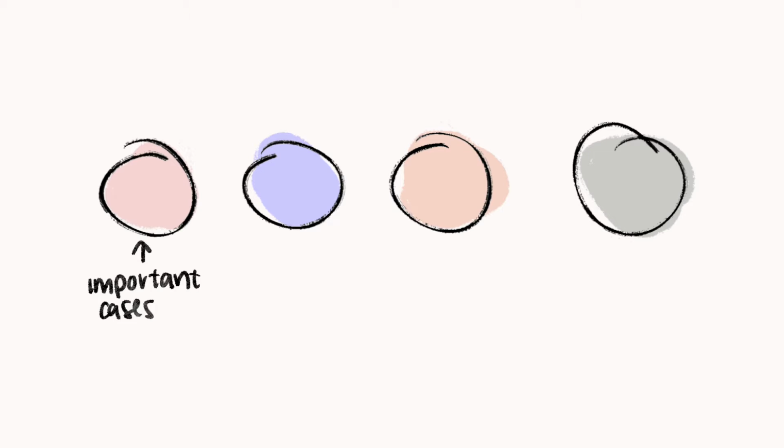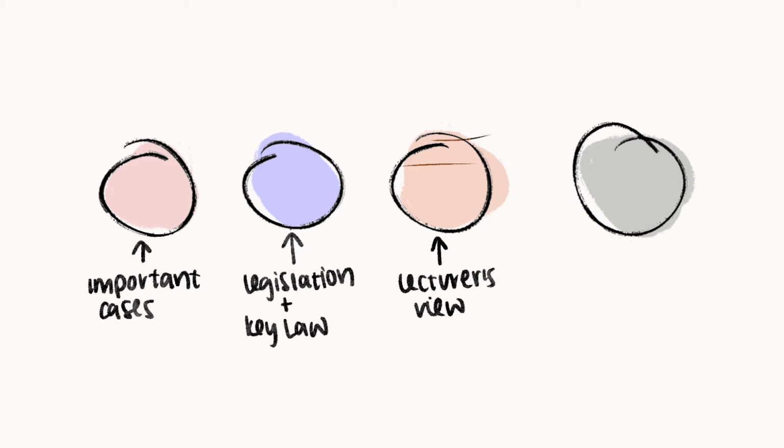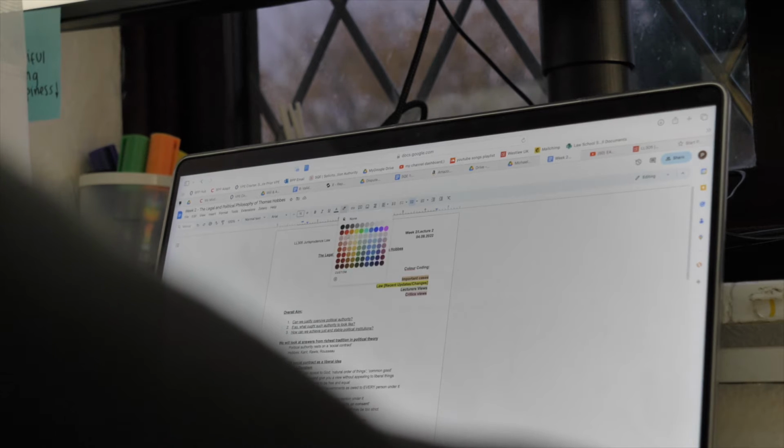4 different colors. The first color would be for important cases. The second one would be for legislation and key law. The third one would be the lecturer's views, and the fourth one would be critics' views. So throughout my lecture, things would get mentioned. Once that's done, either 30 minutes after the lecture or during the lecture, I would highlight. Once a key case comes up, I highlight that in one color. Once a key law comes up, I would highlight that in another color. But I would make sure that I highlight all the key laws in the same color and all the key cases in a different color, but the same color for all the key cases.